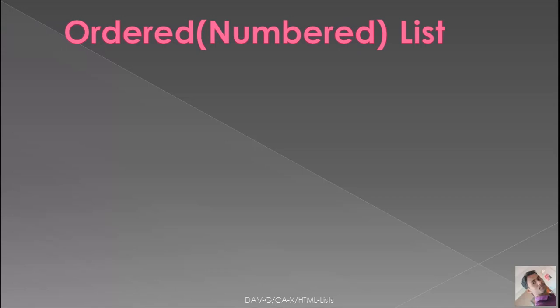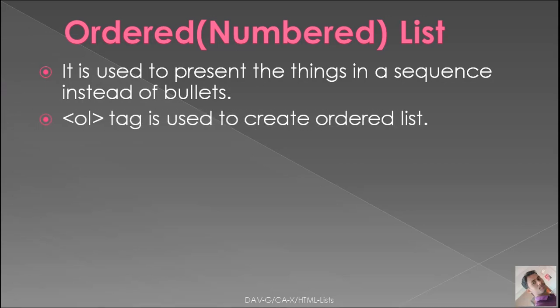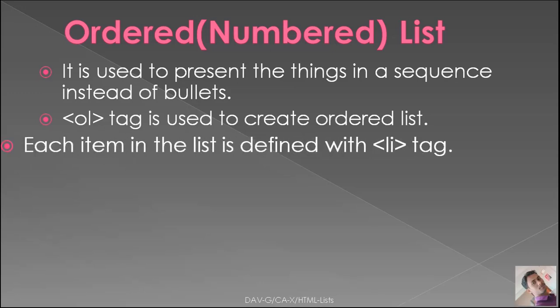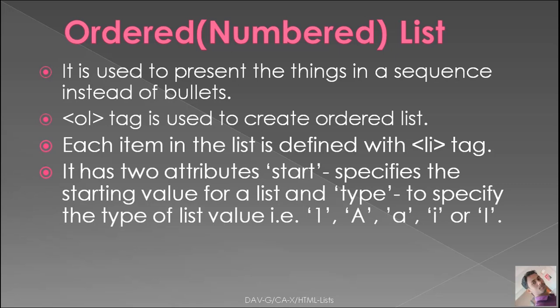Next, ordered or numbered list. It is used to present things in a sequence instead of bullets. The OL tag, ordered list tag, is used to create an ordered list. Each item in the list is defined with the li tag. It has two attributes. One is start and the other is type. Start specifies the starting value for a list and type specifies the type of list value.